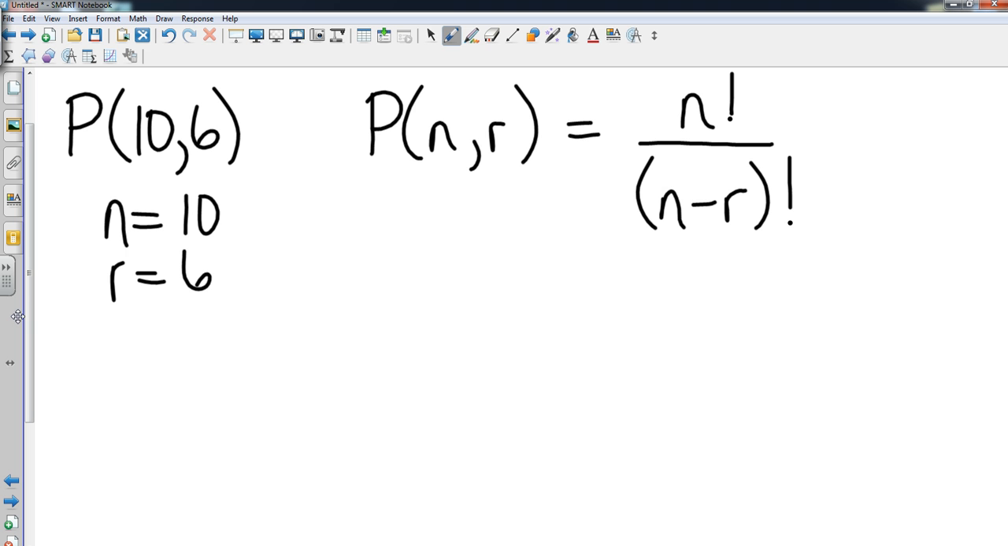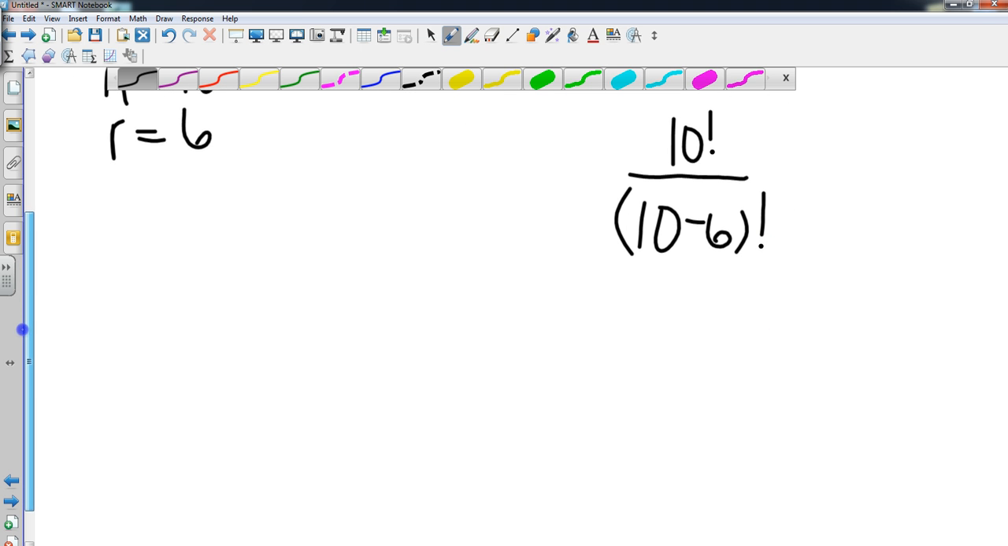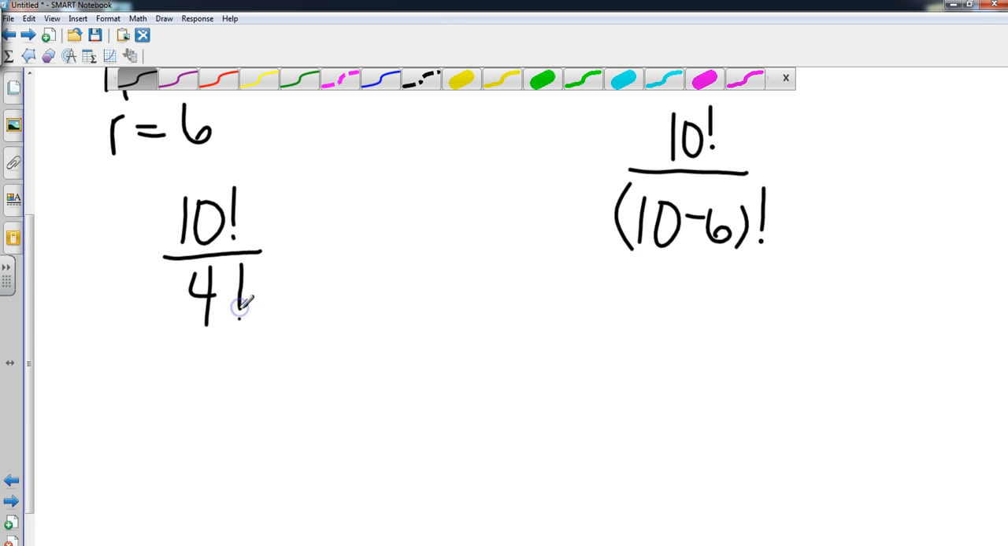I have N factorial, so that's going to be 10 factorial. Inside my parentheses, I'm doing N minus R, so that's going to be my 10 minus 6. Oh, that's a great 10. Let me fix that. And then factorial outside of that. Okay, so finally, it looks like 10 factorial all over 10 minus 6 is 4, so 4 factorial.